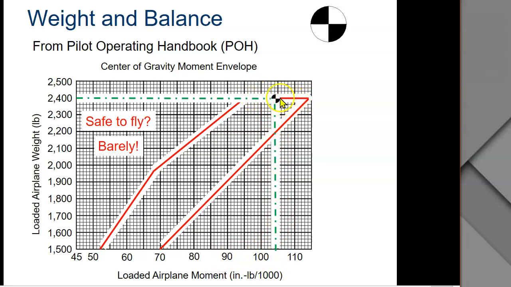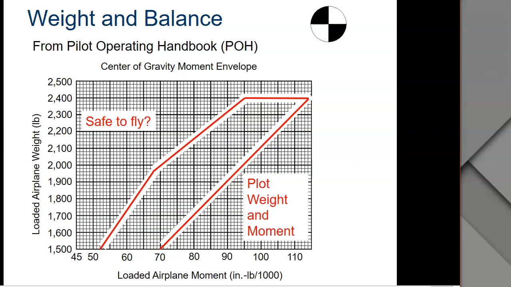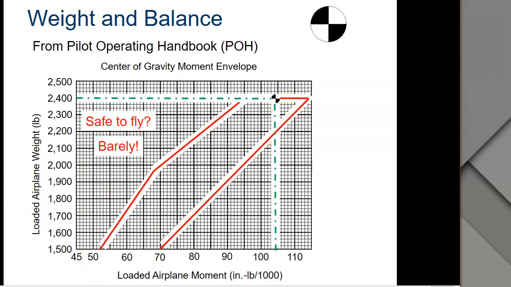Let's talk about this real quick. This is the center of gravity moment envelope, and if you've ever heard the term pushing the envelope, that means that your results end up on this red line. If it's inside this area, then the aircraft is safe to fly. If it's outside of this zone, then it's not safe to fly. So right here, we would see that our aircraft is safe to fly, but just barely.